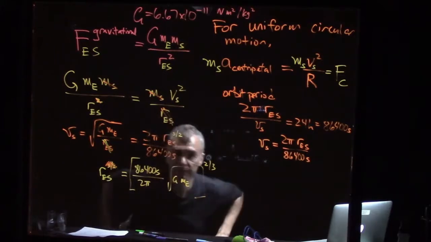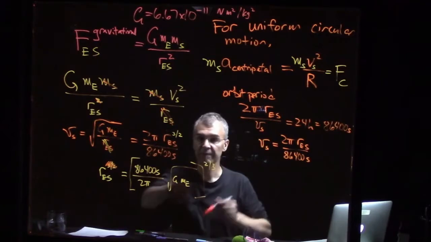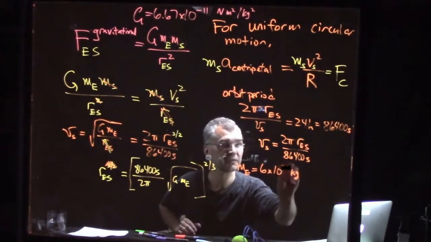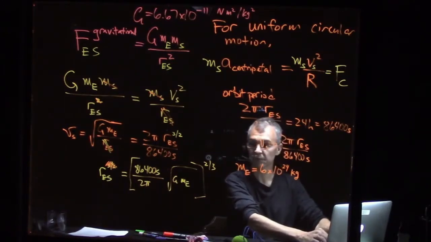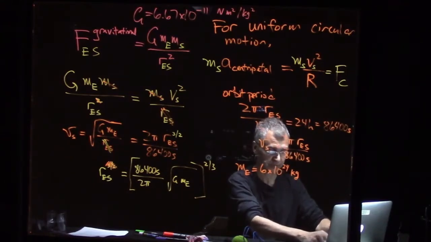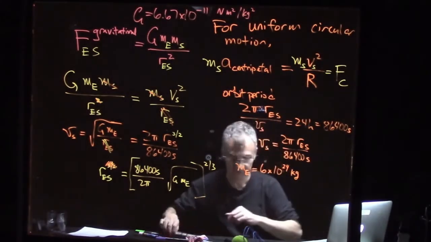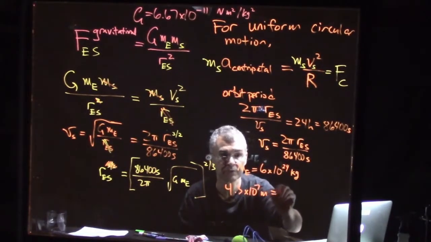Let's try it. We'll plug in some numbers. We said G was 6.67 times 10 to the minus 11 in SI units. Mass of the Earth is 6 times 10 to the 24 kilograms. Then all that stuff is going to be the square root, and we're going to multiply that by 86400 and divide by 2 pi. And we're going to raise that whole thing to the 2/3 power. Okay, I get something like 4.3 times 10 to the 7th meters equals the radius.